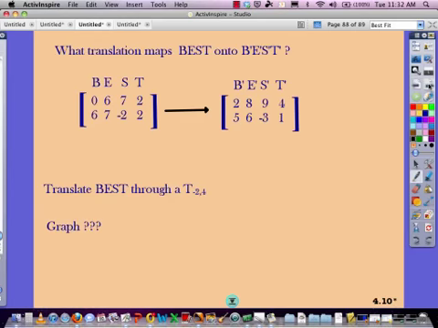So last but not least, it says, what translation maps BEST onto B prime, E prime, S prime, T prime? So I'm basically saying, here's my points, point B, E, S, and T, and they've now become B prime, E prime, S prime, T prime, and by looking at them, you should be able to tell me the translation I used. So we know the X values all got an H value added, and we know the Y values all got a K. So it's your arithmetic that's going to be involved in your thinking here.